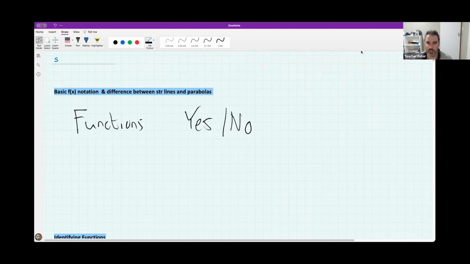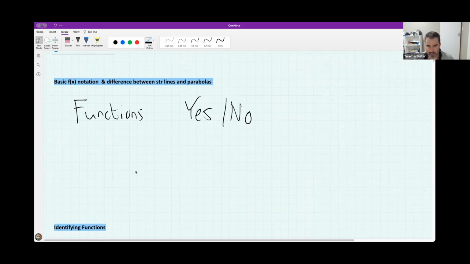Oh my goodness. Okay. So we're going to do our best to make things interesting today by doing a little bit of an overview of the four main functions that you deal with in grade 11. So the first function that I know you all have spent a lot of time with is y equals mx plus c, which is a straight line.